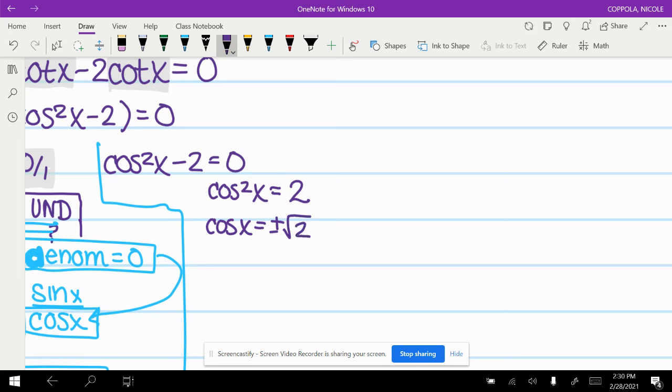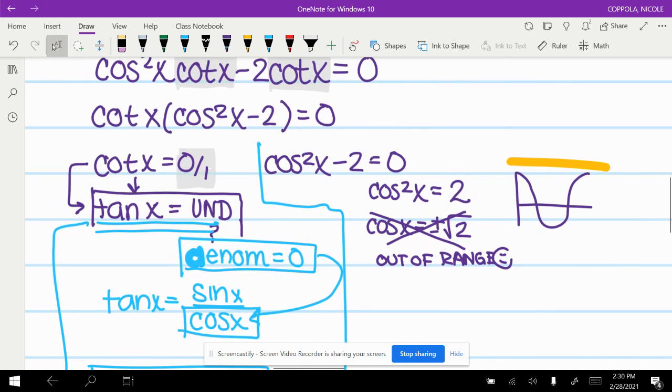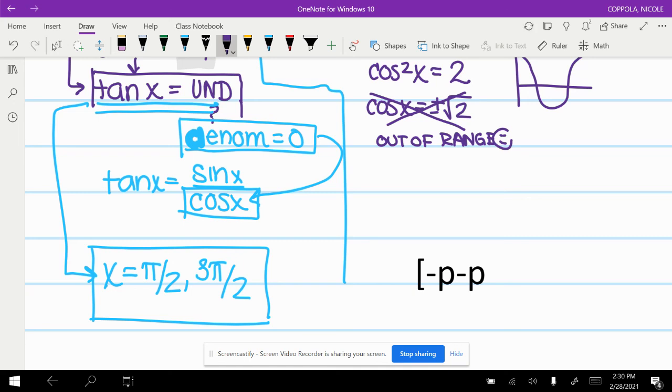Okay. Radical 2 is not sticking out in my brain as far as a value for cosine, and it shouldn't be for you either. The square root of 2 is more than 1, meaning we'd be looking up here above the range of the cosine curve. So this equation actually will not generate any solutions because radical 2 is out of range. So for this guy, I only have two solutions, and they were pi over 2 and 3 pi over 2, and that is it.